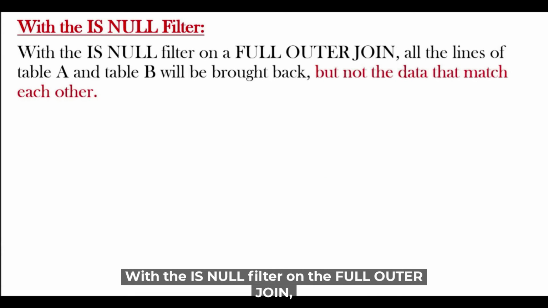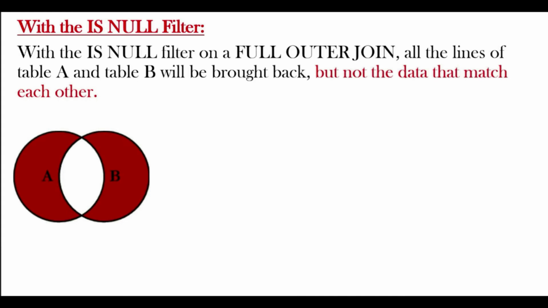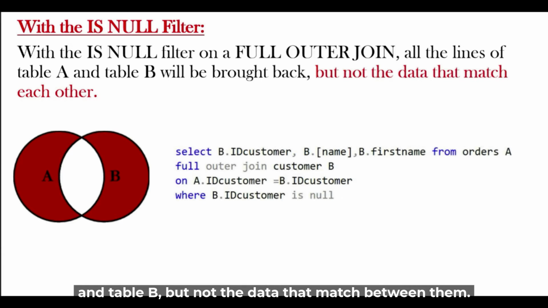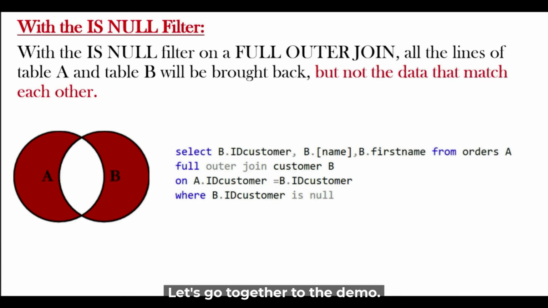With the IS NULL filter on the full outer join, it will bring back all the rows of tables A and B, but it's important, not the data that match between them. It's like the left and the right join. If we put IS NULL, it doesn't bring back the matching values. Okay? So let's go together to the demonstration.